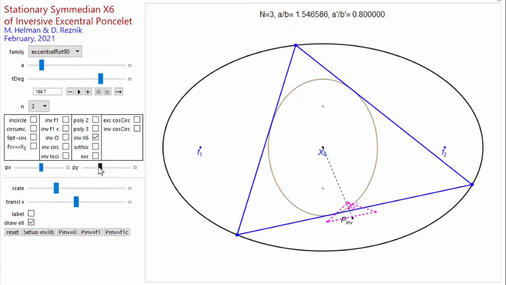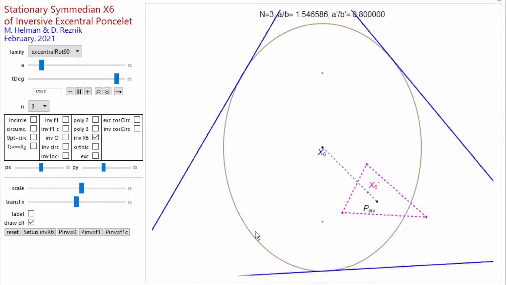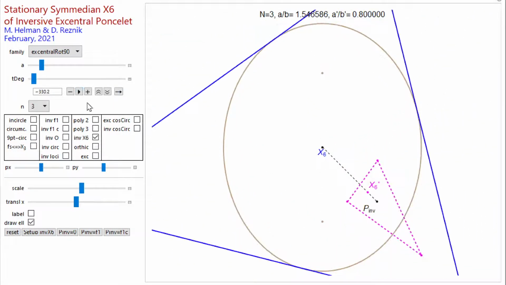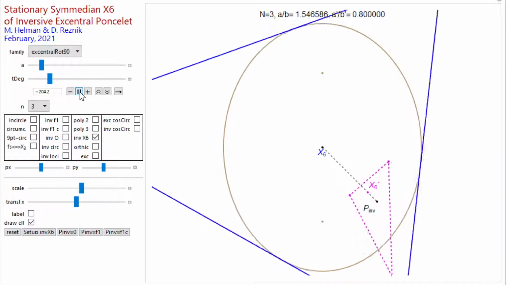Let's place this a bit closer here, for example over here, so we can see this better. Let's scale in a bit. So you can see here that this family of inversive triangles has this Symmedian point stationary on the line connecting the stationary Symmedian of the excentrals with P-inv, our arbitrarily chosen center of inversion.